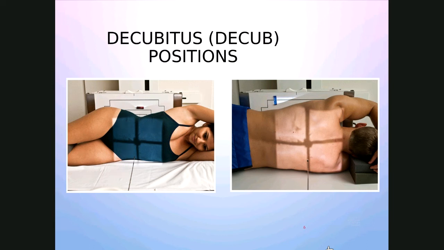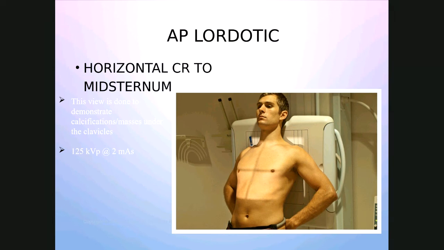The next specialty view we have is called an AP lordotic view, and that is on page 98. With this AP lordotic, it's a horizontal beam with the central ray directed to the mid-sternum. All right, so it says this view is done to demonstrate calcifications or masses underneath the clavicles.